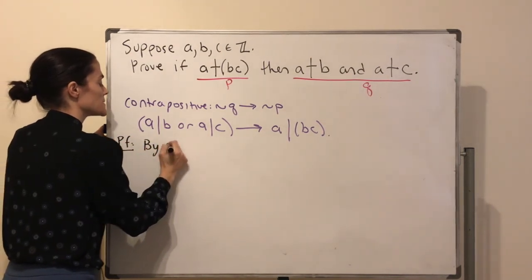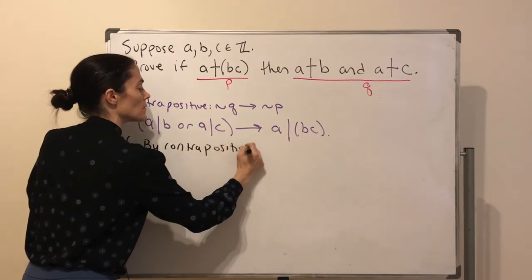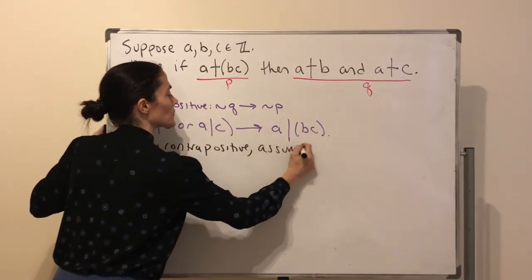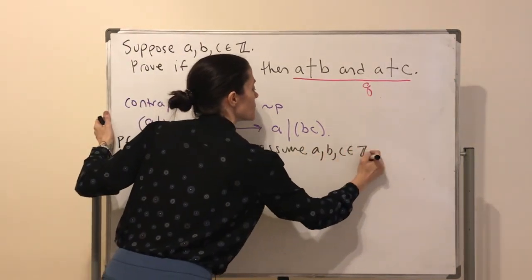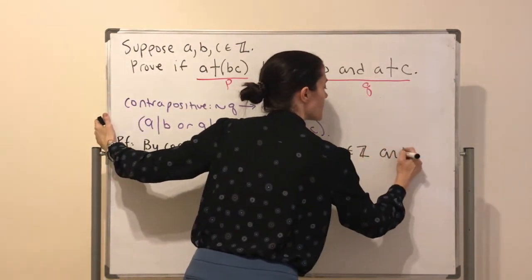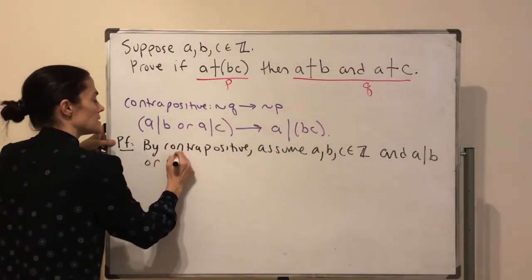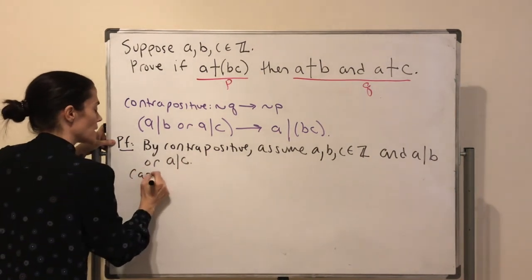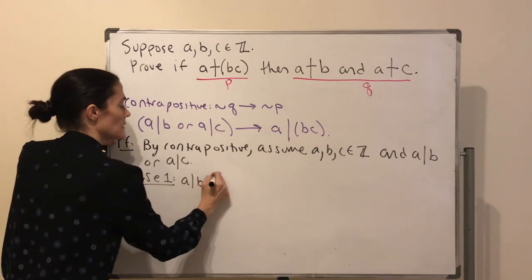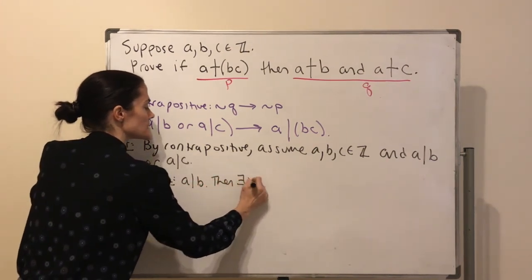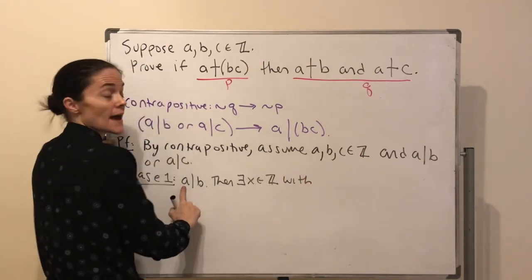By contrapositive, assume, well, we have these 3 integers, and A divides B or A divides C. Okay, case 1. A divides B. Then there exists an integer x with ax equals b.